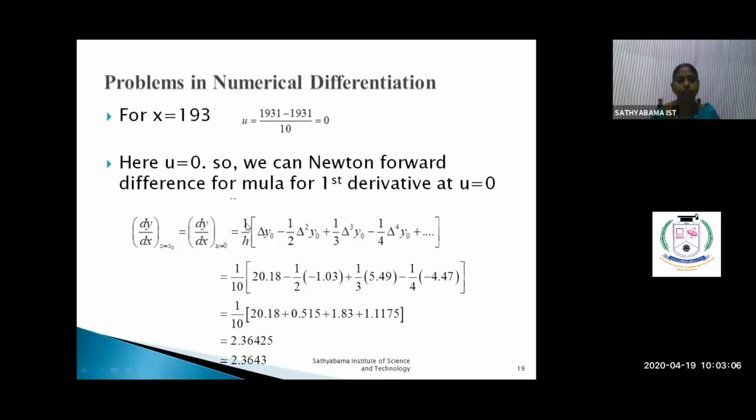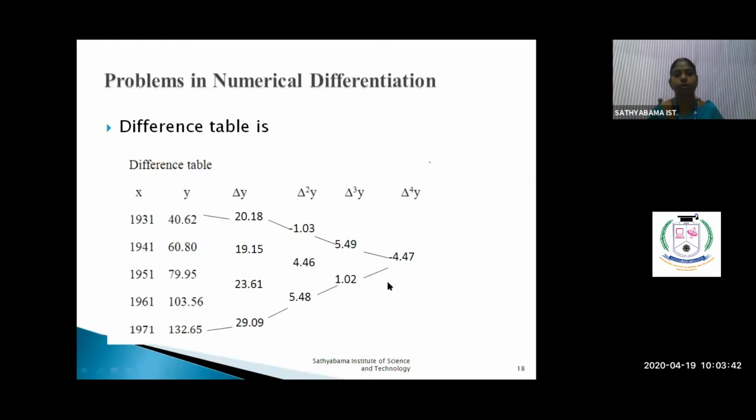Now what is my formula? dy by dx equals 1 by h, delta y naught minus half delta square y naught plus 1 by 3 delta cube y naught minus 1 by 4 delta power 4 y naught plus so on. So this is the first order derivative, x equal to 1931, that is exactly x naught. It means u equal to 0. Okay, so now the formula is given. When I know delta y naught, delta square y naught, delta cube y naught, delta power 4, then only I can proceed here. So for that we required the difference table.